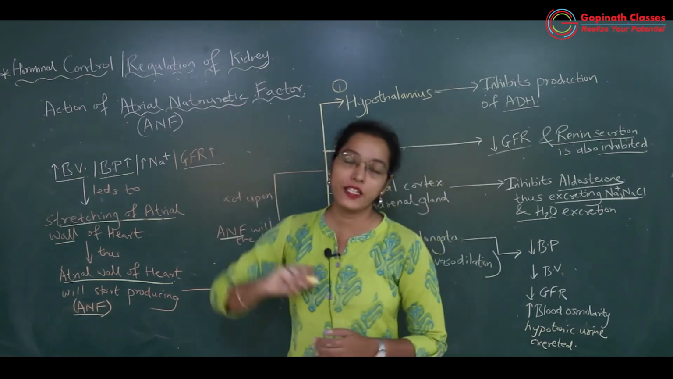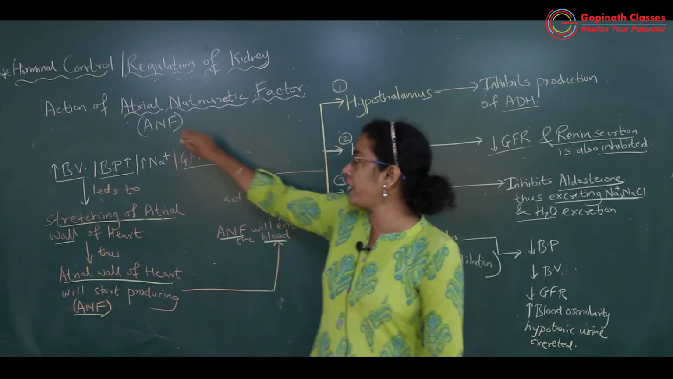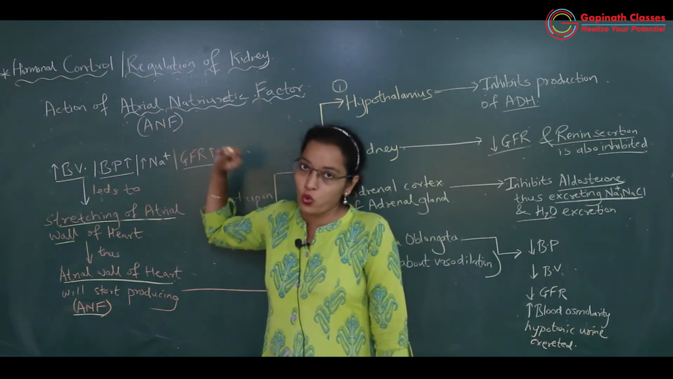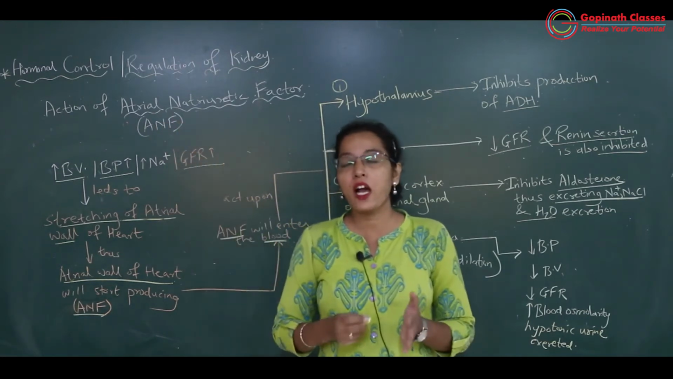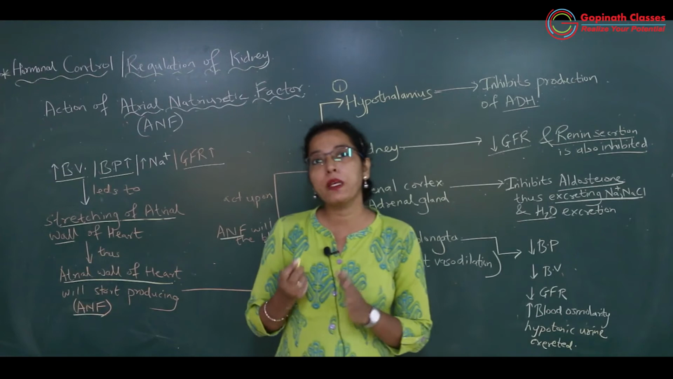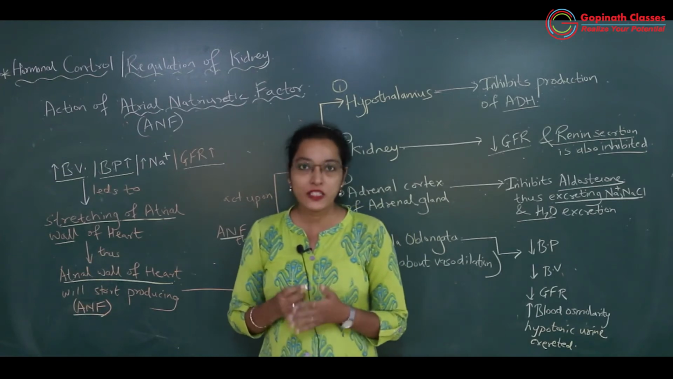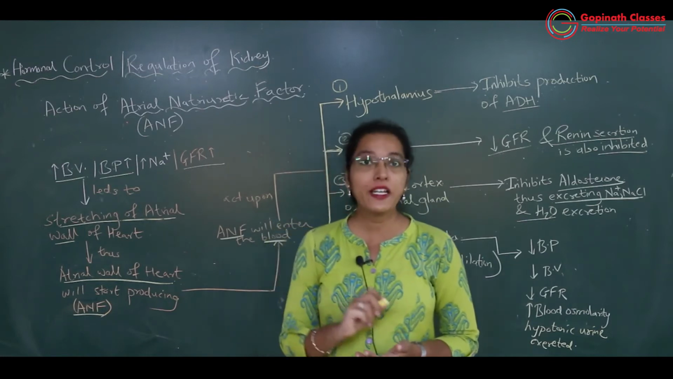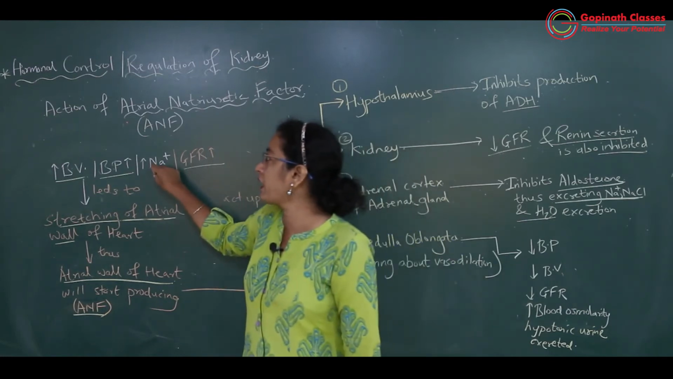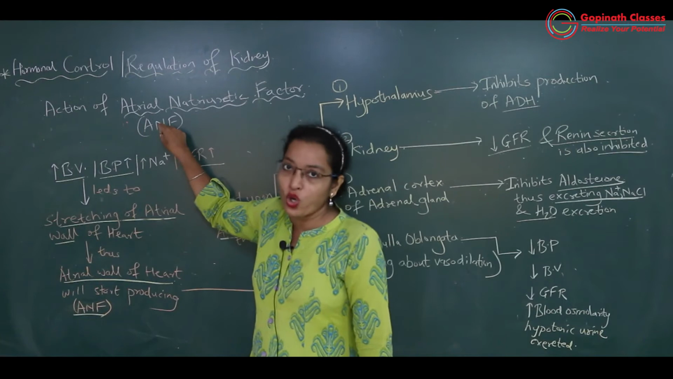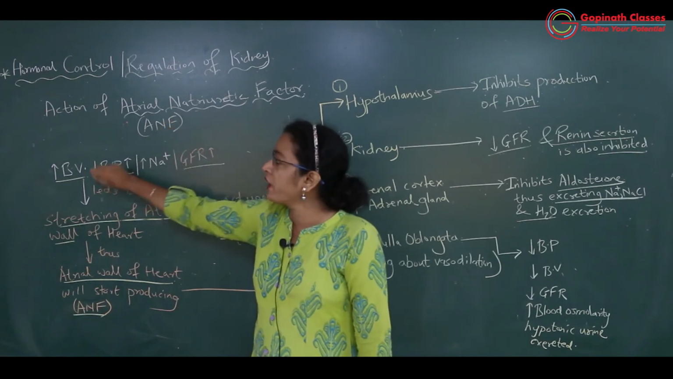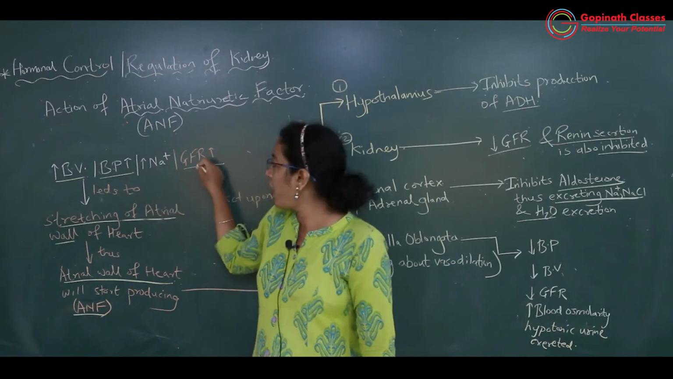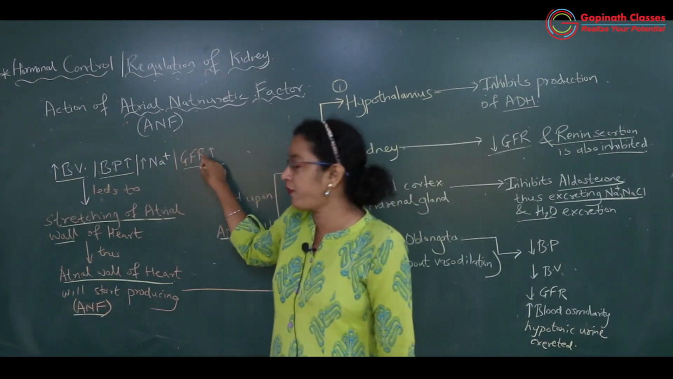atrial natriuretic factor. Atrial natriuretic factor is abbreviated as ANF. So what does ANF do exactly? Whenever BP increases, blood volume increases, GFR increases and osmolarity decreases, then what exactly is the role of ANF? To decrease the blood volume, to decrease the blood pressure and to decrease the GFR.